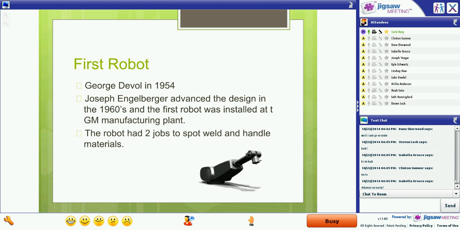The first robot used in industry was in the 1960s, and it was made by Joseph Engelberger, based on a design by George Devol. George Devol created a basic design in 1954, and Joseph Engelberger advanced that design in the mid-60s. The first robot was installed at a GM manufacturing plant in New Jersey. The robot had 2 jobs. It spot welded, and it handled materials. Now the picture on here is a picture of this first robot.